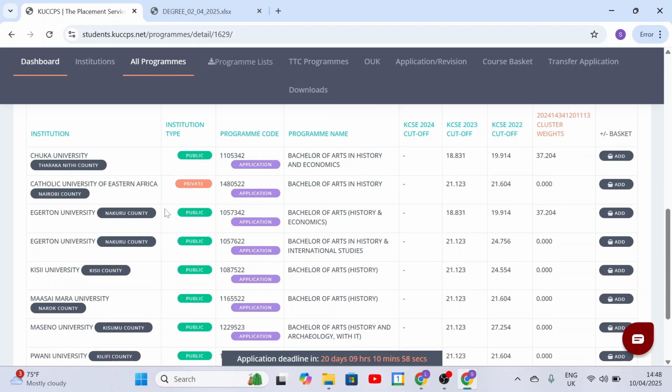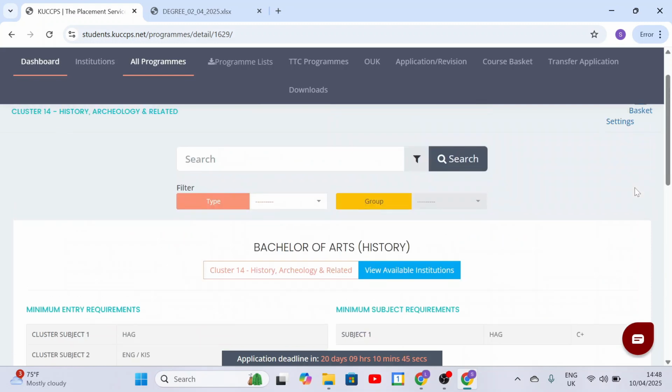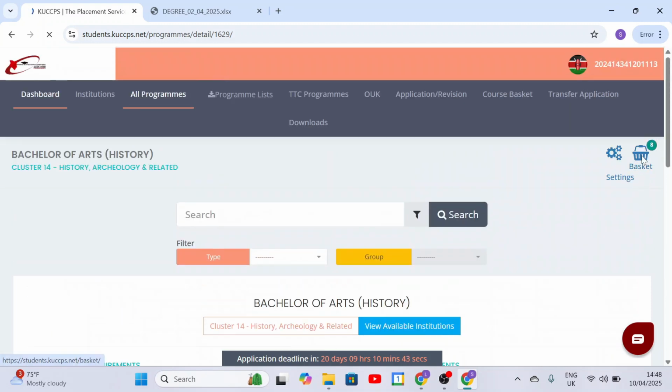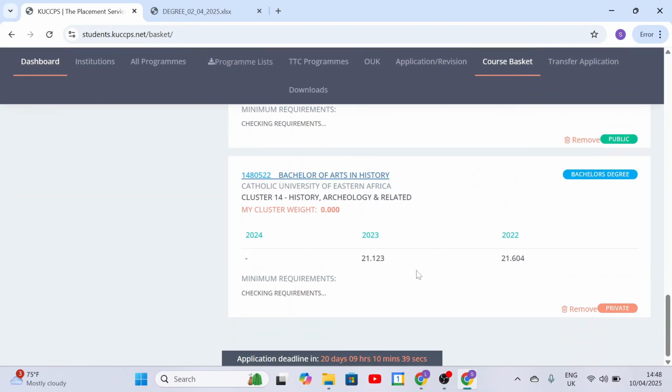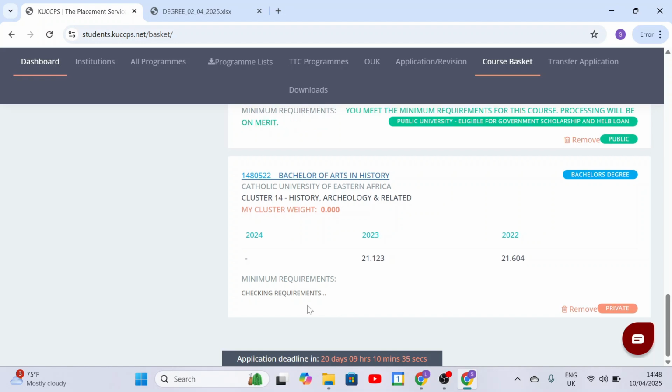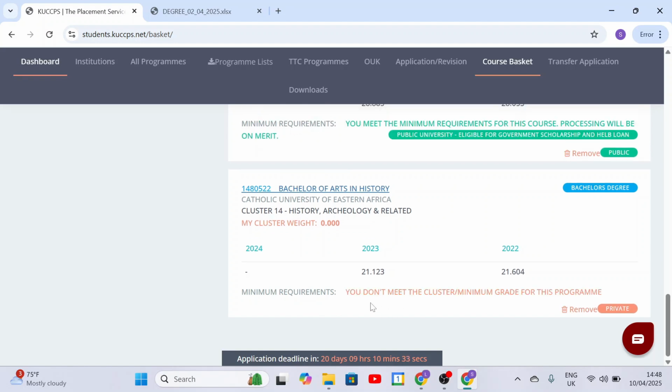In most of these courses, I cannot apply. For instance, for me to apply in this course, I actually need to have taken history as a mandatory subject. So if I place add and take it to my basket, let me see. I've already added it to my basket. Let's go back to our basket and check what we have done. We are checking the minimum requirements. So COOPS is checking the minimum requirements. You see, you don't meet the cluster or the minimum grade for this program. It's as simple as that.